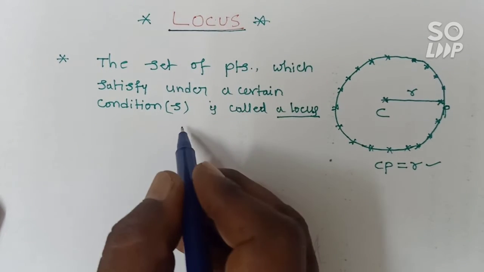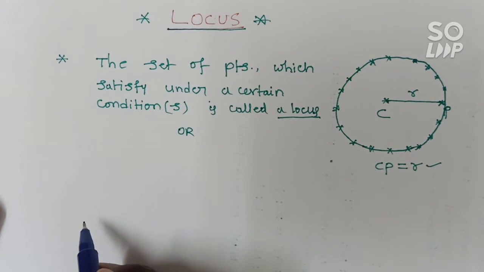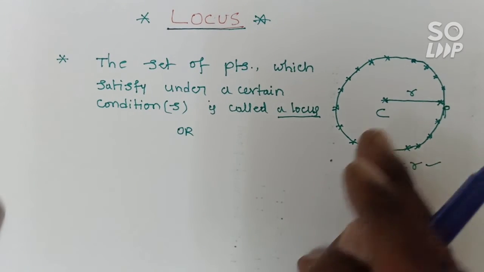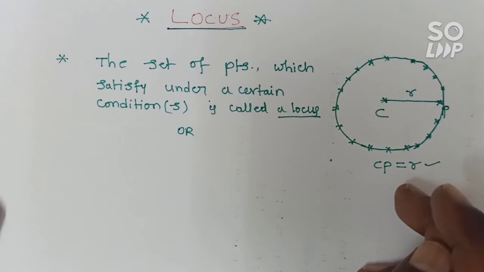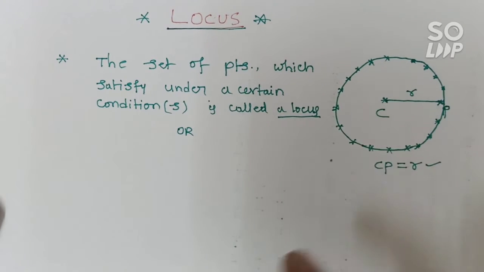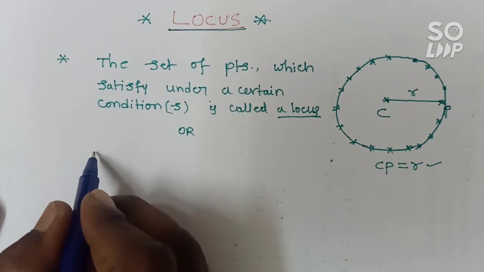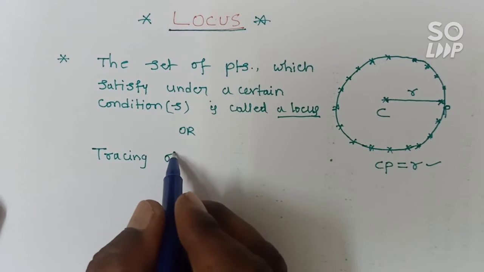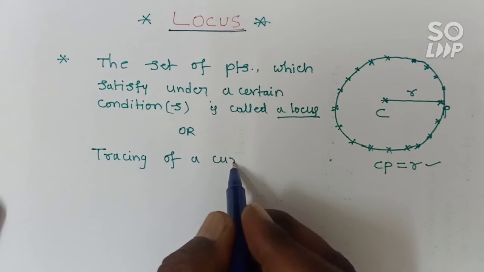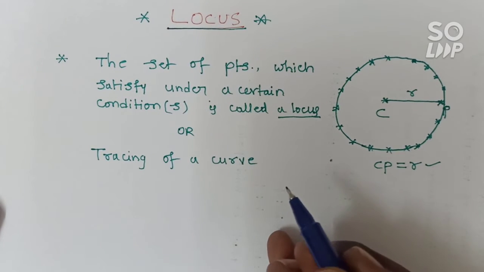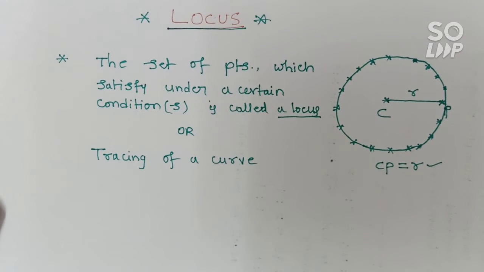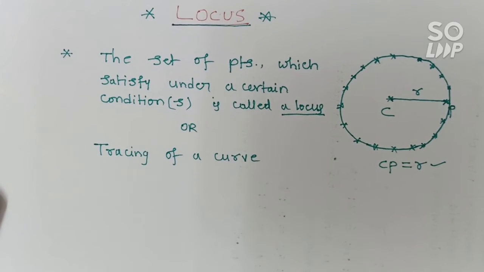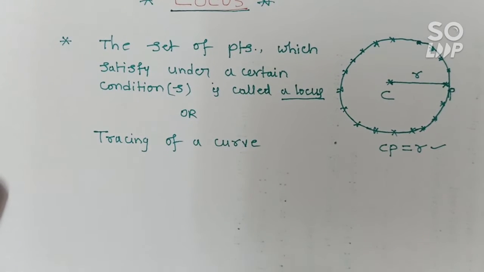The next definition is nothing but tracing of the curve using this condition. That means whatever type of curve is represented by the given condition is nothing but the locus, right? So the next definition is tracing of a curve. Simply, you say that tracing of a curve is also nothing but a locus. So this is another definition. Now you take some examples. These examples we can use as shortcut formulas, right?